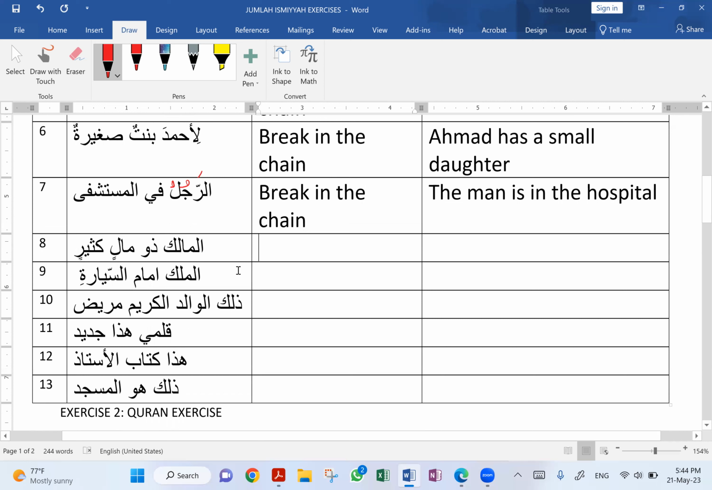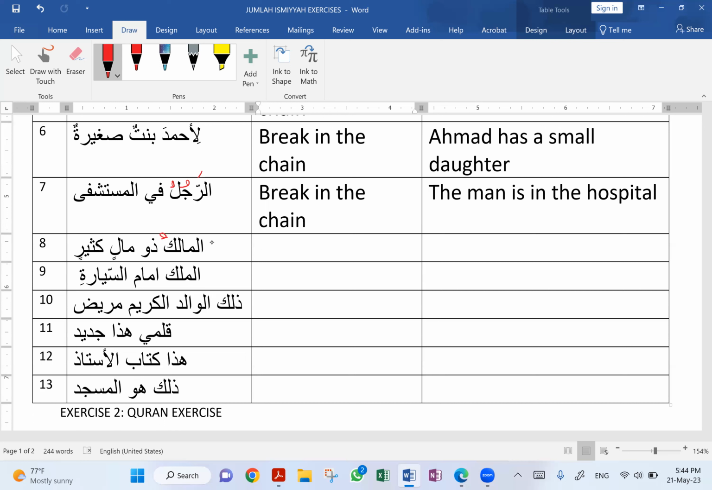Okay, this next one, who wants to try and read this? I want to try this one. Yes, please. Al-Maliku dhu malin kathirin. It's a proper noun followed by a idafa. Dhu is a mudaf, malin is mudaf alayh. Then I think malin and kathirin is mawsuf sifat.